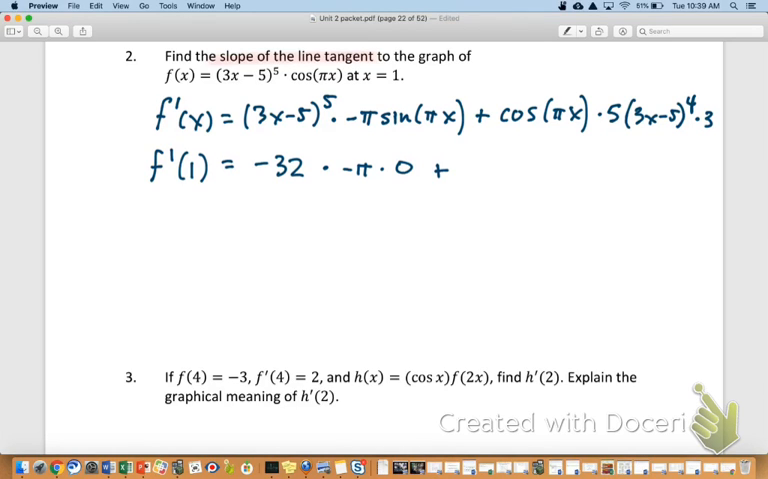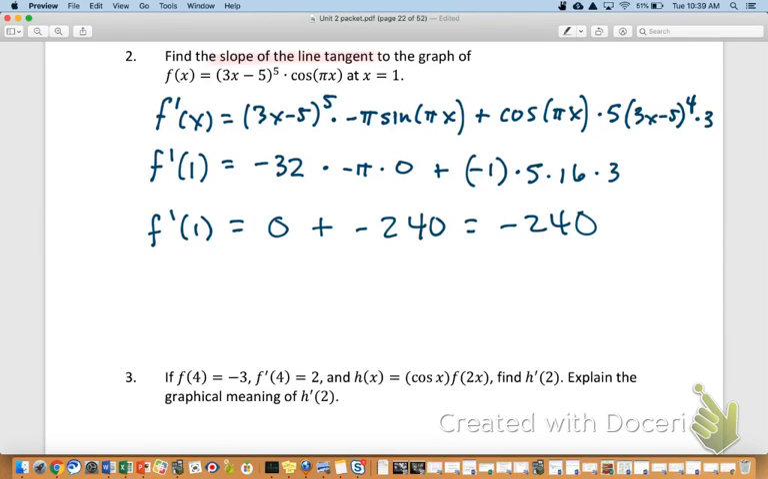That's kind of nice. And then cosine of pi is negative 1 times 5, and then that's just 16, isn't it? Times 3. So first term goes to 0 plus 15 times 16, that's 240, isn't it? So negative 240. So there you go. Should you be able to do cosine of pi? Yeah. 15 times 16, you should totally be able to do that.